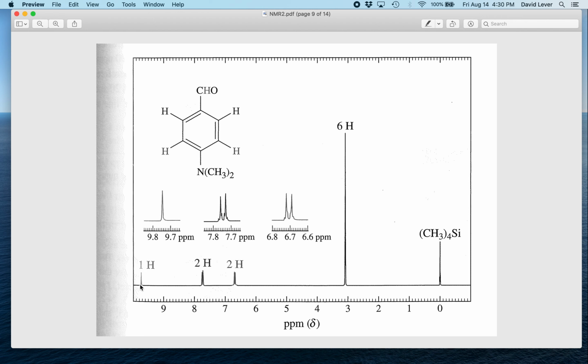Notice we have our aldehyde hydrogen here between 9 and 10. That's a singlet because there are no hydrogens on the adjacent carbon. And then we have 2 identical methyl groups attached to nitrogen, which puts them in the 3-ish range, 2.5 to 3.5 for hydrogens adjacent to nitrogen.